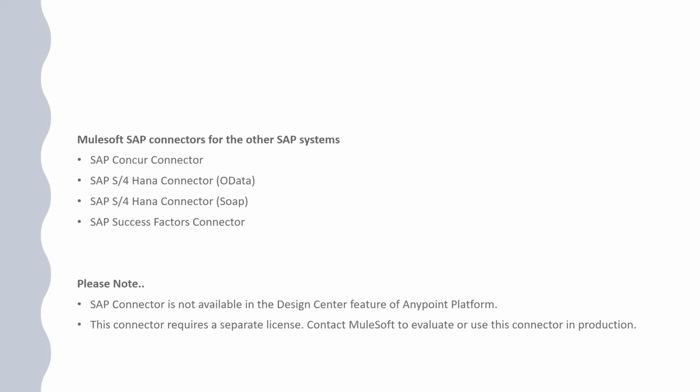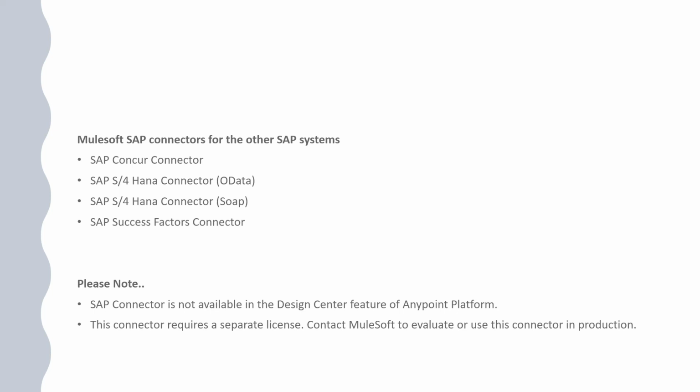We covered the SAP connector, which helps us to connect to the SAP ECC system. But there are other SAP connectors which also help to connect to different other SAP systems. Now, I will give a brief overview of them. The MuleSoft SAP Concur connector works on top of the SAP Concur REST APIs. Next, the SAP S/4HANA connector. This has two flavors, OData and SOAP.